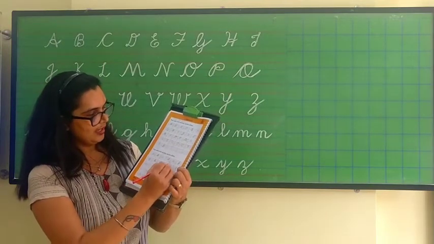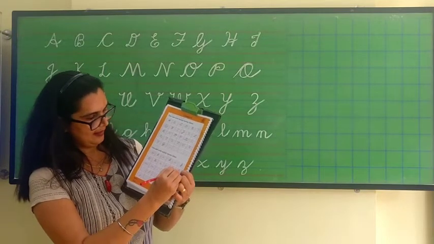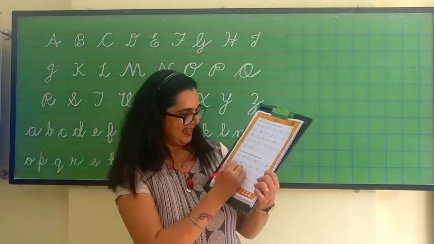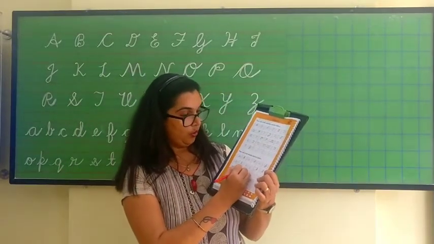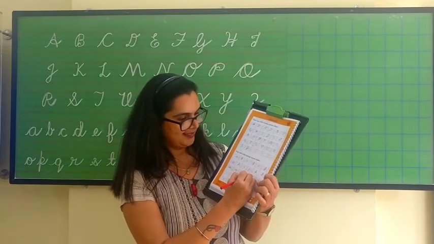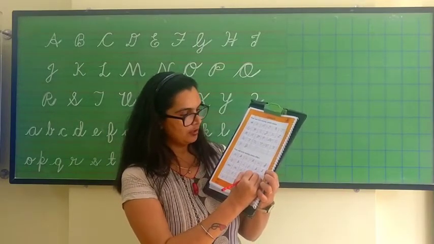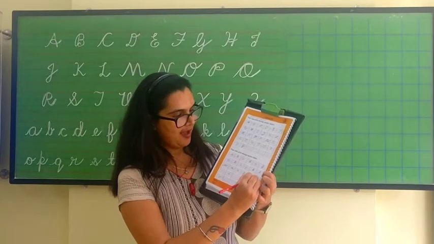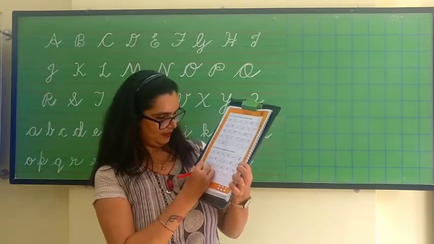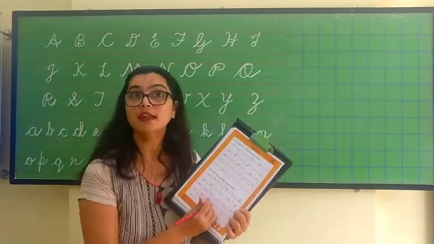H, I, J, K, L, M, a slant line up, down and a tail. N, O, let's write O, P, Q. We are writing small cursive letters, children. R, S, T, U. Where is the U?